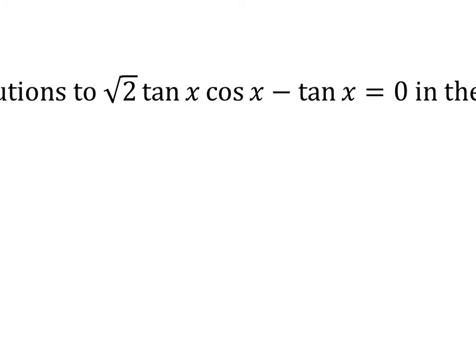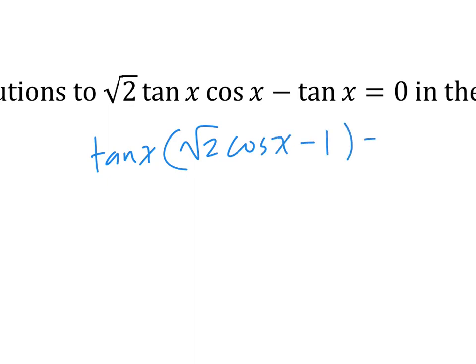You can take out tangent. Okay, take out tangent. Whoops. Square root 2 cosine minus 1 equal to 0.